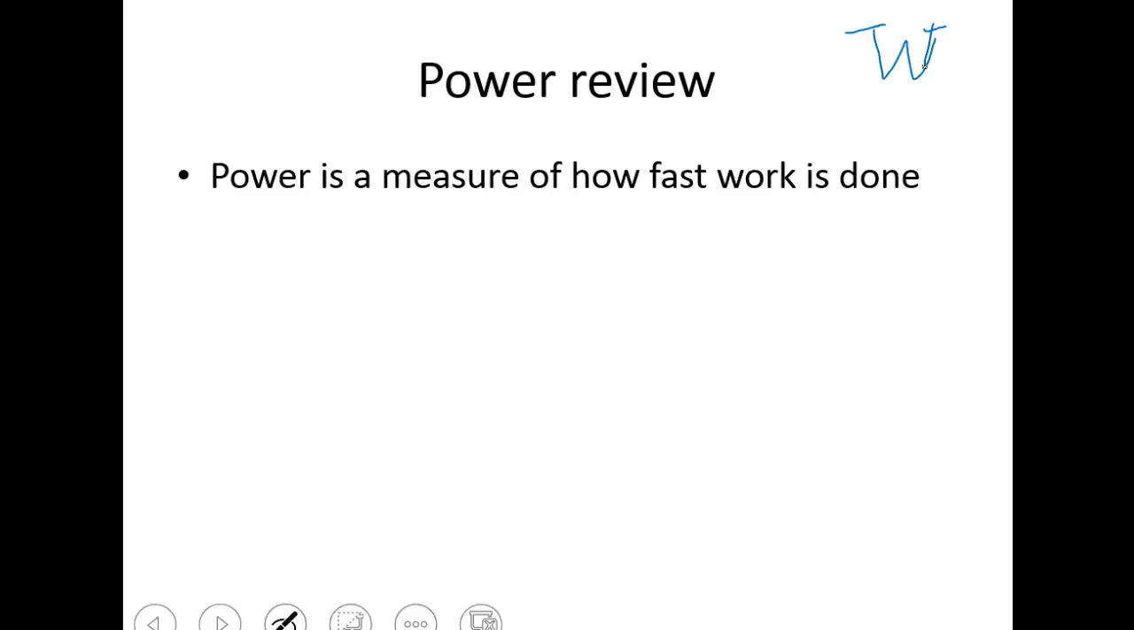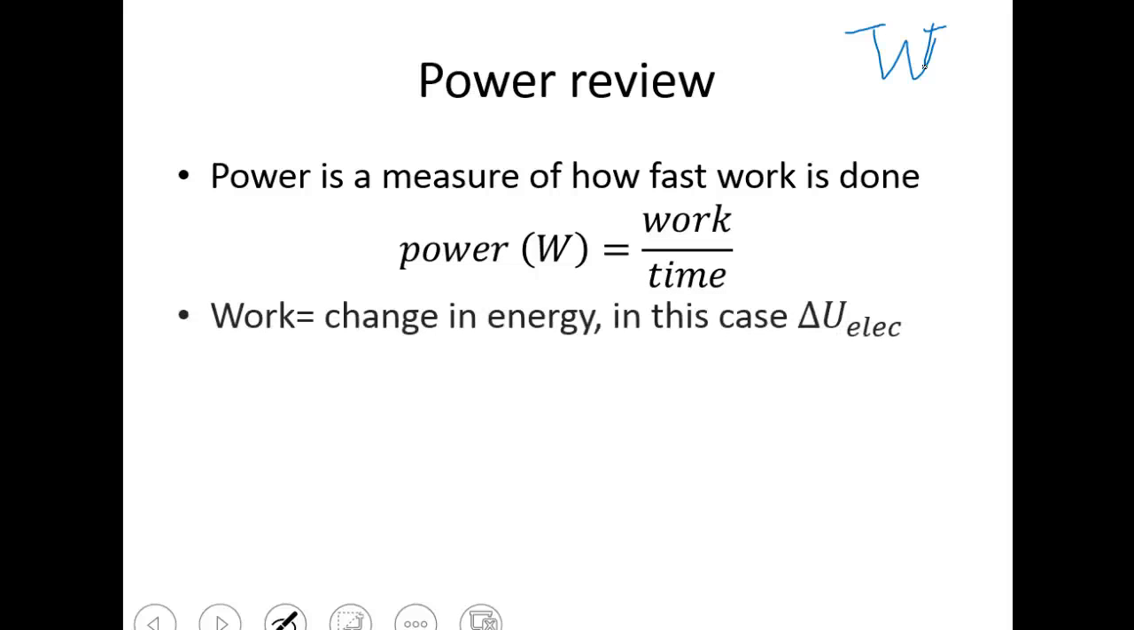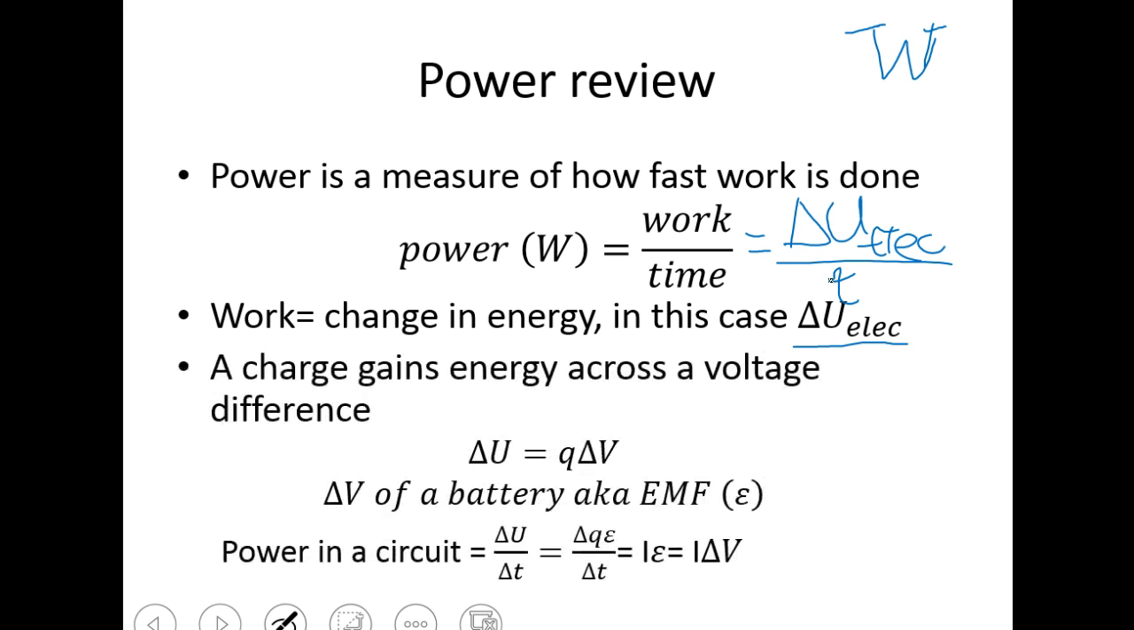So, a quick review of power. Power is a measure of how fast work gets done. Power in the most traditional sense is equal to work divided by time. And in our case, work is going to be the change in electrical energy. And so when we're talking about electrics, we're actually talking about the change in electric potential energy over time, over how quickly that happens.